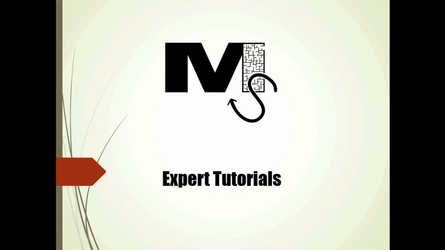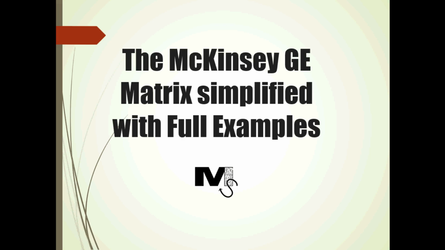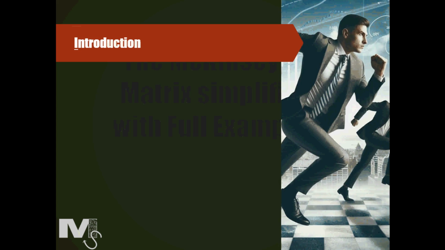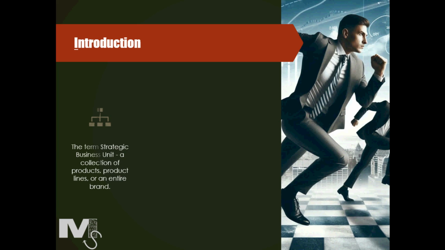In this tutorial, we'll simplify the GE matrix for you and look at 3 complete examples to watch it in play. Now, decision makers in very large businesses often have too many conflicting priorities or business units to juggle. The term Strategic Business Unit or SBU refers to a collection of products, a collection of product lines, or similar services, or can refer to an entire brand.